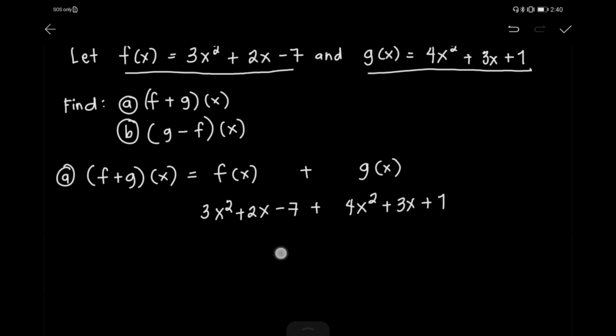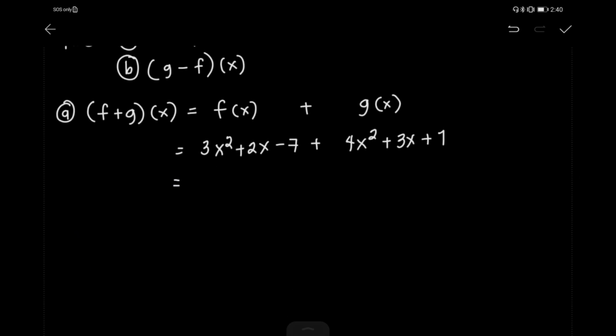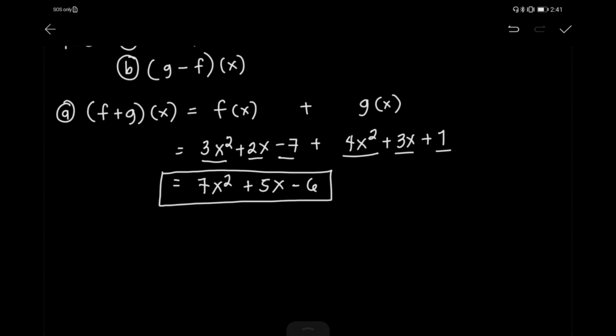So this time, let us combine like terms. So we have here like terms 3x squared and 4x squared. So we know if we are going to add these two terms, this is now equal to 7x squared. And 2x plus 3x, we know this is equivalent to 5x. And if we are going to add negative 7 plus 1, therefore this is equal to negative 6. So there's no way that we can simplify this one. So this is now the sum of our two given functions.